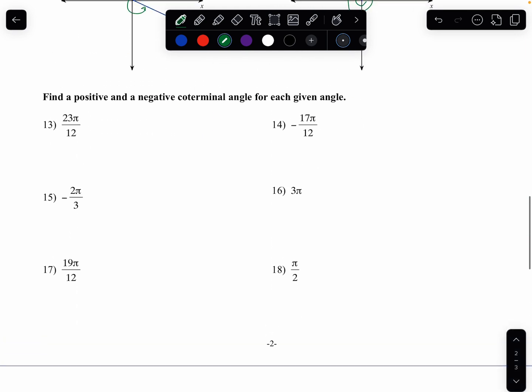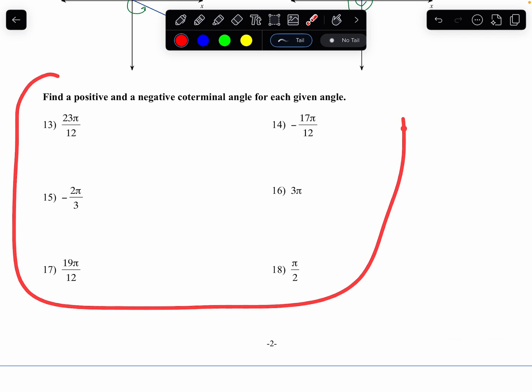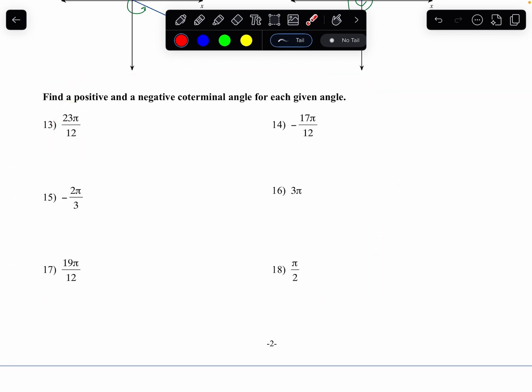All right, now finding positive and negative coterminal angles. Now these we did in the previous part, but these are going to be in radians. So the equivalent to doing this in radians is that we're going to add or subtract 360 degrees, but we're going to do so in radians. And 360 degrees in radians is 2 pi. So 2 pi radians is 1 full rotation of a circle. And so that's what I have to add or subtract.